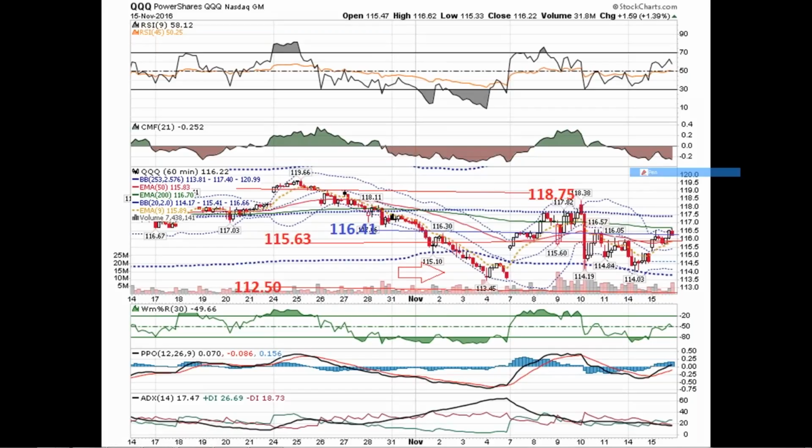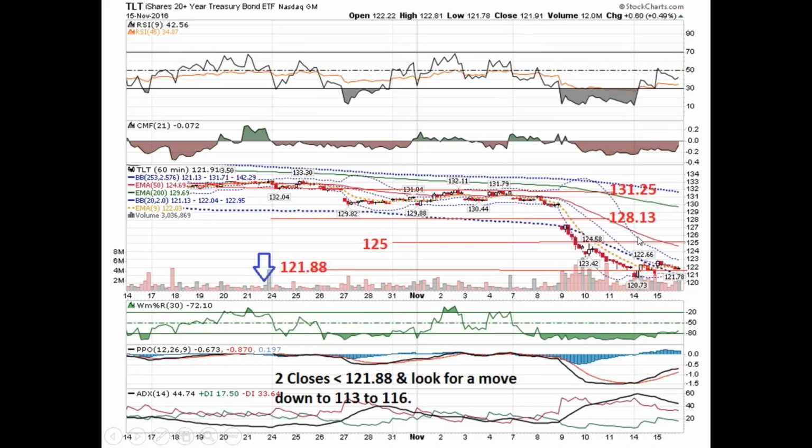Now, as you can see, it had two retests of the lower band. All right, and now it's back above. It actually closed the other day just under 116.22. Confirming line is 116.41, so it would still need two closes above that. And then here's the TLT.